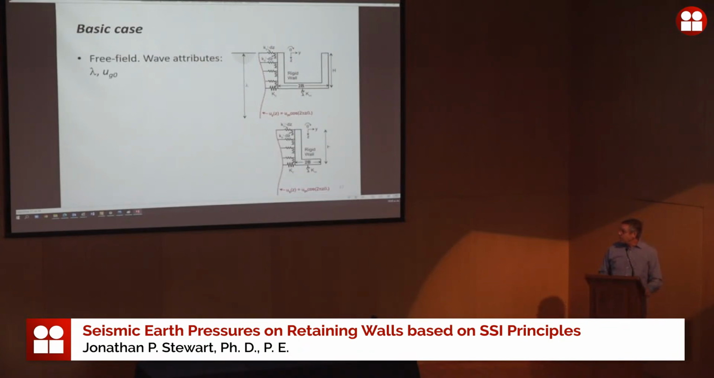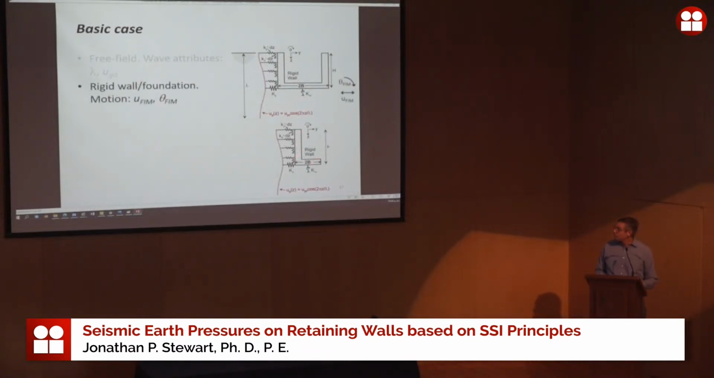So this basic case, that first solution, we have in the free field certain attributes of the waves, which are depicted here actually. So there's a wavelength of the wave and there's the free field displacement U_G naught. So that's essentially what this red line is here. So I have a free field displacement, which is U_G naught cosine 2 pi z over the wavelength lambda. z is the depth below the ground surface. The same basic setup applies for U-shaped walls or just a single cantilever wall like this.